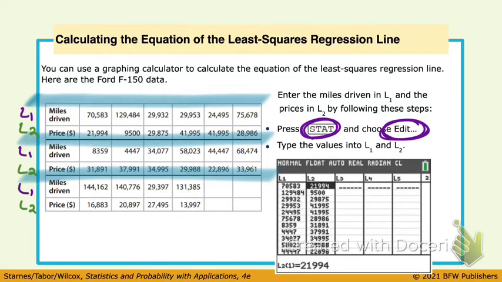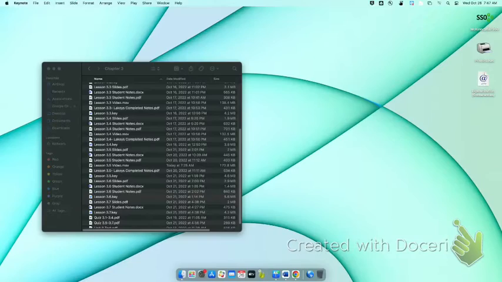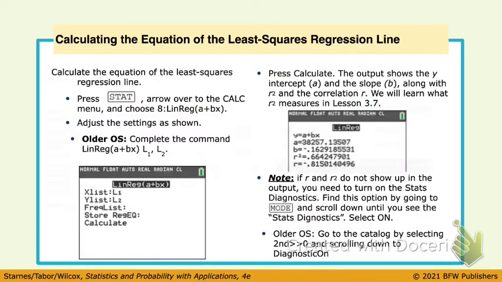So we have our data input into our L1 and L2 list. And so here's what we're going to do now. All right. Next thing what we're going to do is we're going to go to stat. Hit the right arrow over to where it says calc. And we are choosing number 8, which says LinReg a plus bx.